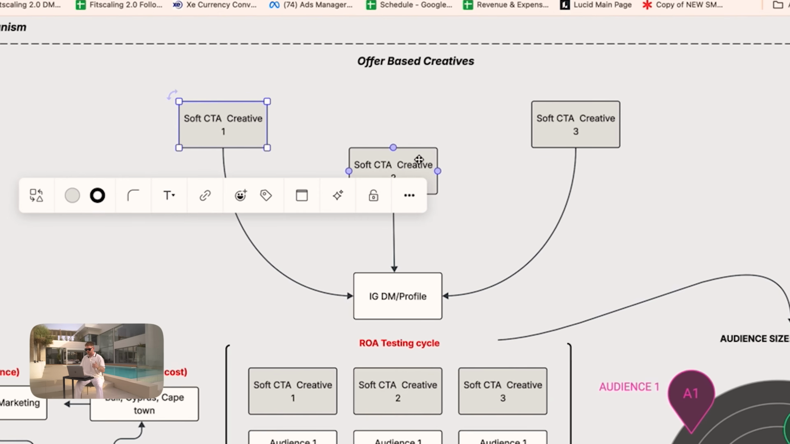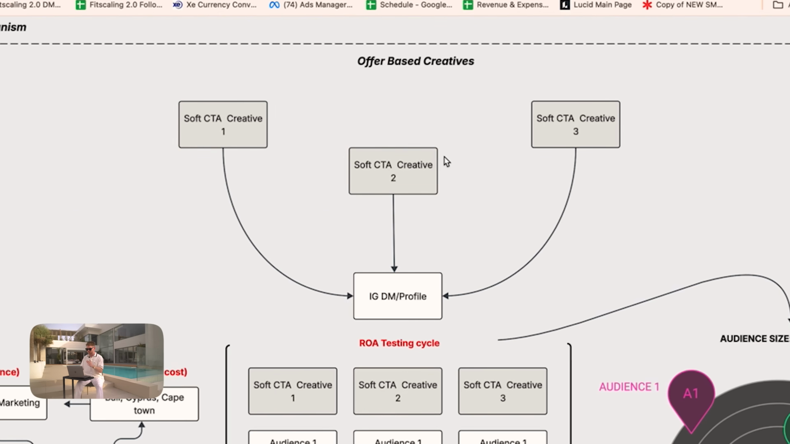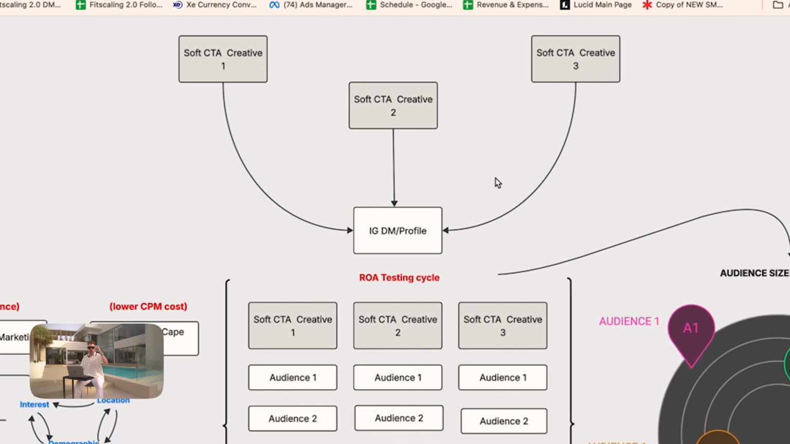So if you're doing soft CTAs, like on my Instagram, just check out my Instagram, go on my ads, you're going to see that oftentimes, I'm not even really leveraging any types of CTA. Okay, and people are following me, people are DMing me, right? People are bored of CTA, people don't want to be sold to.